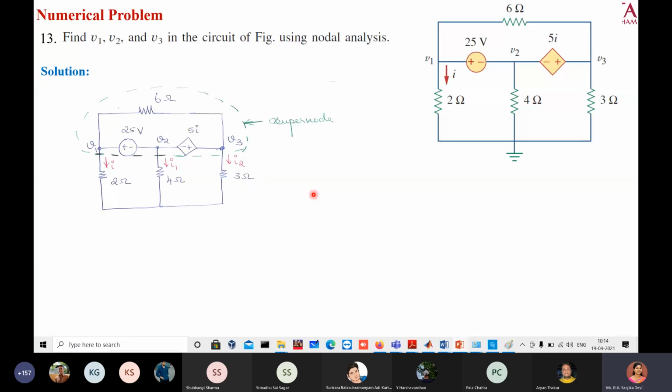So how do we write the nodal equation for the supernode? There are totally 3 branches connected. So we can write that all the 3 currents are leaving. So we will write I plus I1 plus I2 is equal to 0.